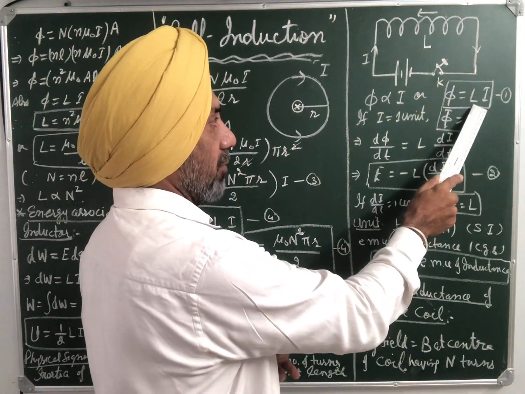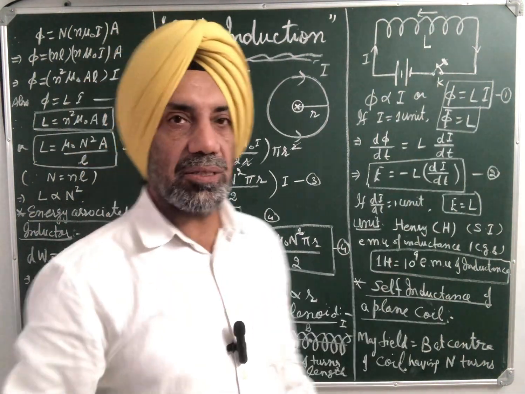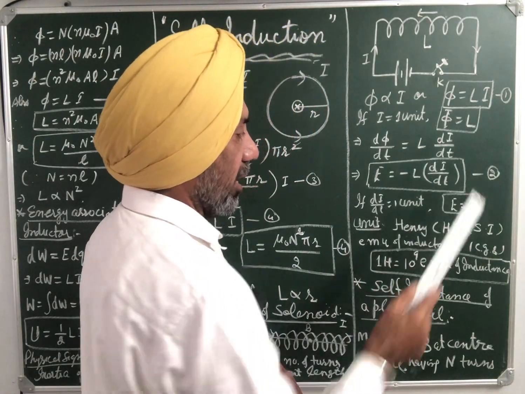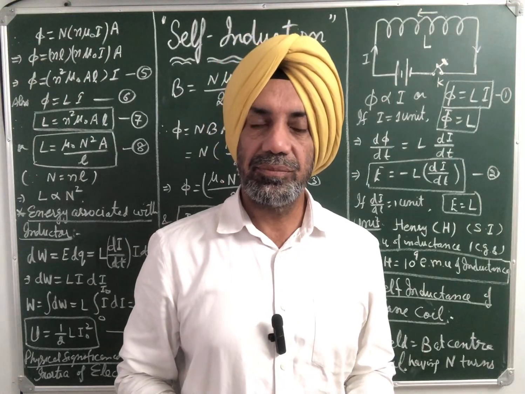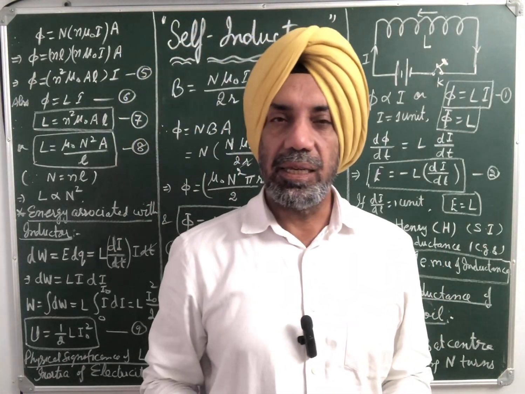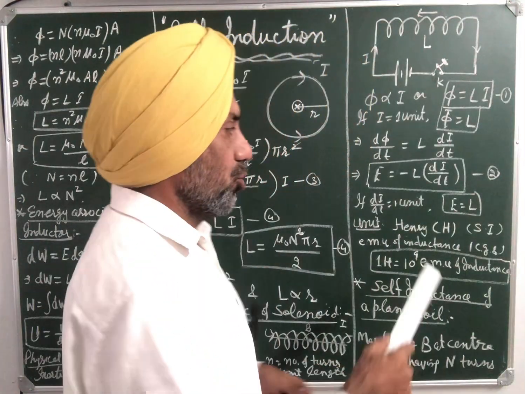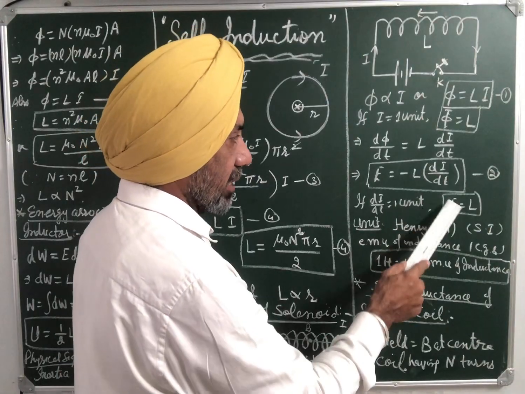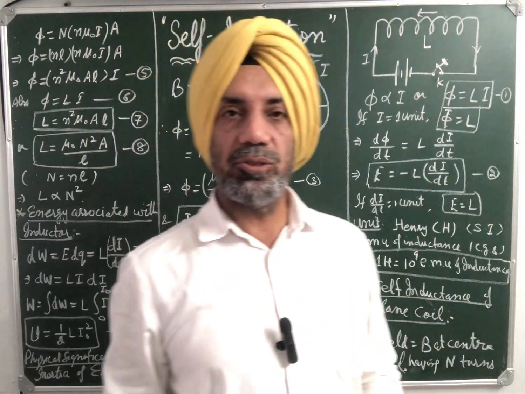This equation number 1 gives self-inductance in terms of magnetic flux. So it means if di by dt is equal to 1 unit, E is equal to L numerically. So coefficient of self-inductance is numerically equal to induced EMF produced in the coil when current is varying at unit rate through the coil.